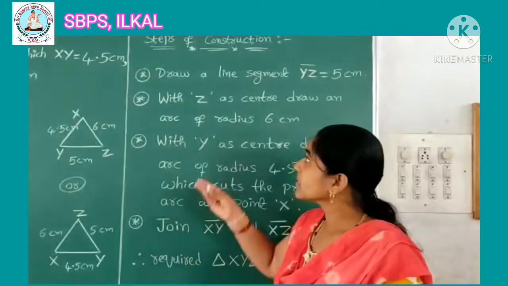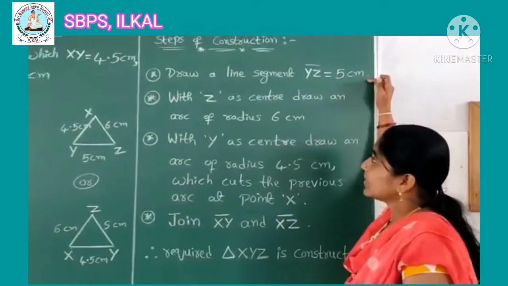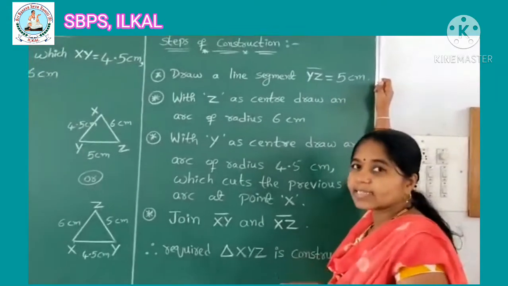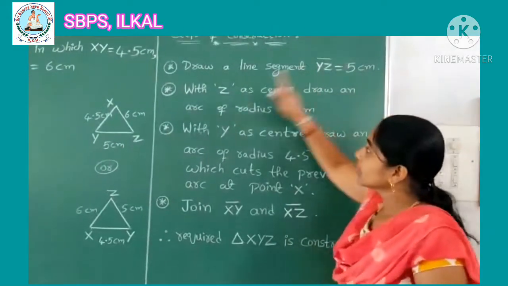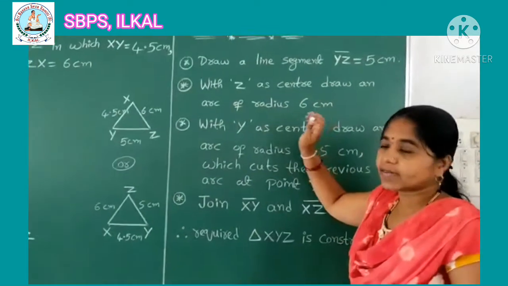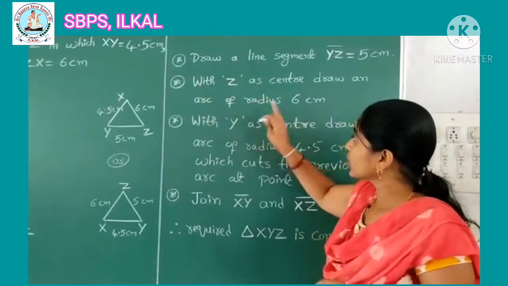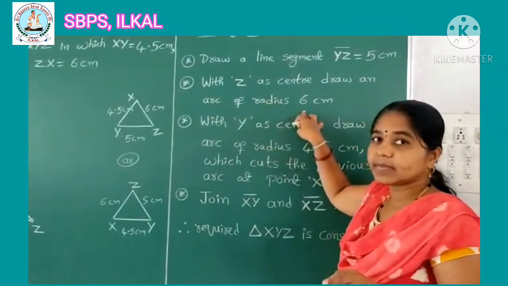Observe. Steps of construction. Draw a line segment YZ equal to 5 cm. Means first you should draw a line segment of 5 cm, children. With Z as center, draw an arc of radius 6 cm. By using Z as the center point, you have to draw using your compass exactly 6 cm.